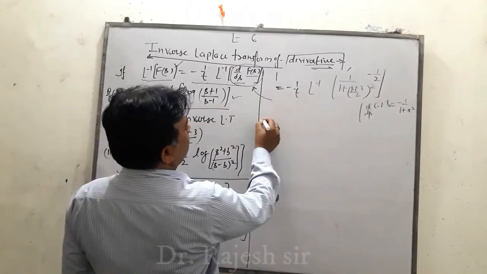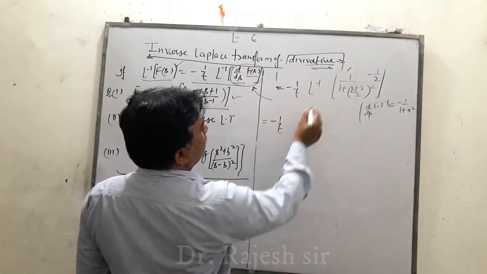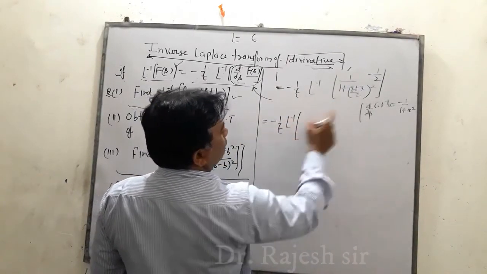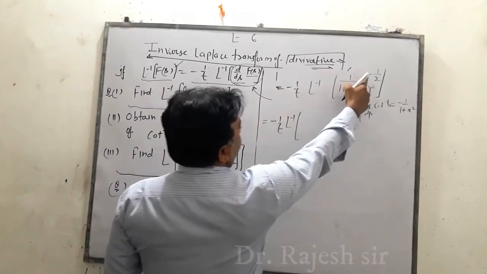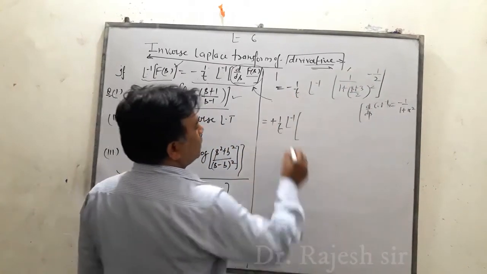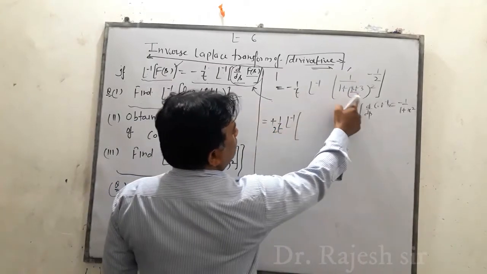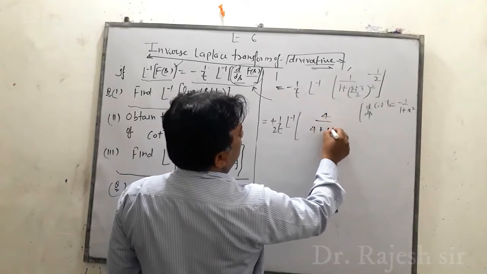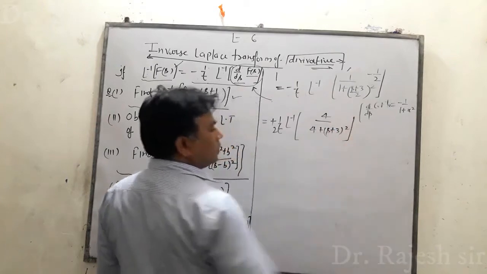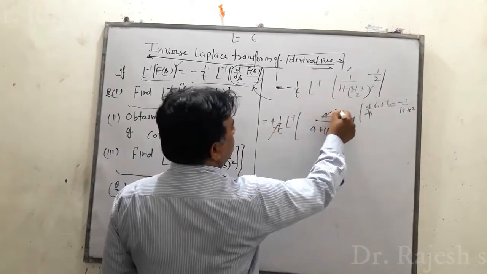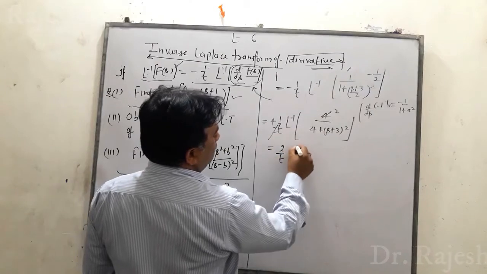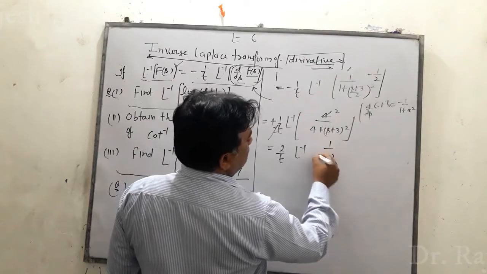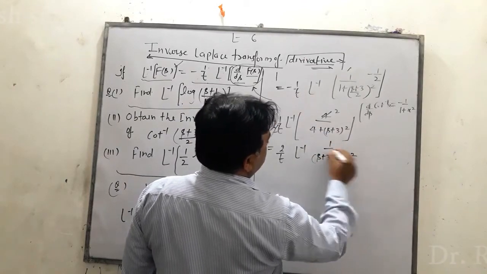Now 1 by t times the value of this: the Laplace inverse of, solving this question, minus and minus is plus, and taking the LCM, 2 times 4 upon 4 plus (s plus 3) whole square. So it is 2 upon t, L inverse of 1 upon (s plus 3) whole square plus 4, it means 2 square.